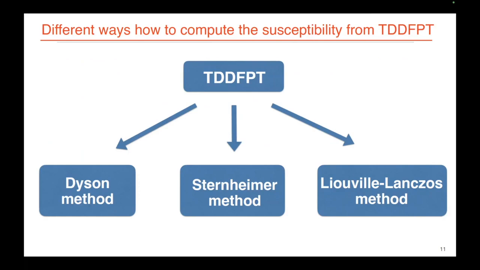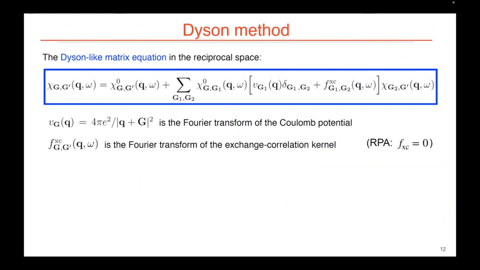It's really historically the first method that was introduced and still very widely used in the community in different codes like Yambo, but also many other codes. So here the main idea is to solve a so-called Dyson-like matrix equation in this blue rectangle. This equation is written for the susceptibility chi. Now it's written as a matrix of G G prime, where G and G prime are reciprocal lattice vectors, and this object depends on q and omega. So omega is the frequency and q is the momentum.